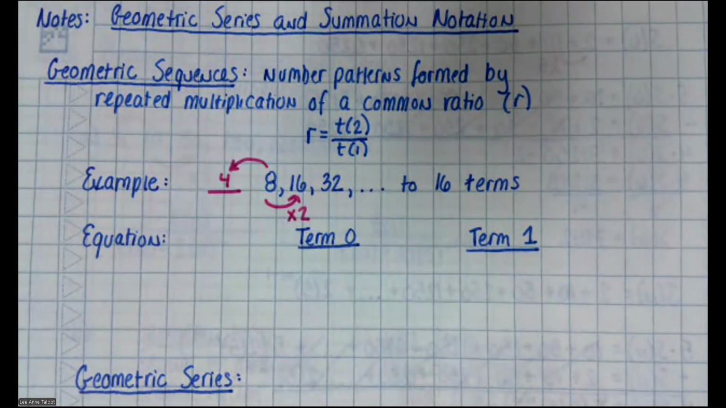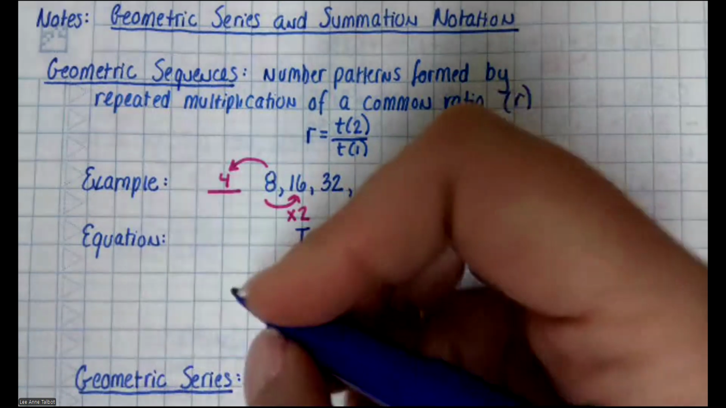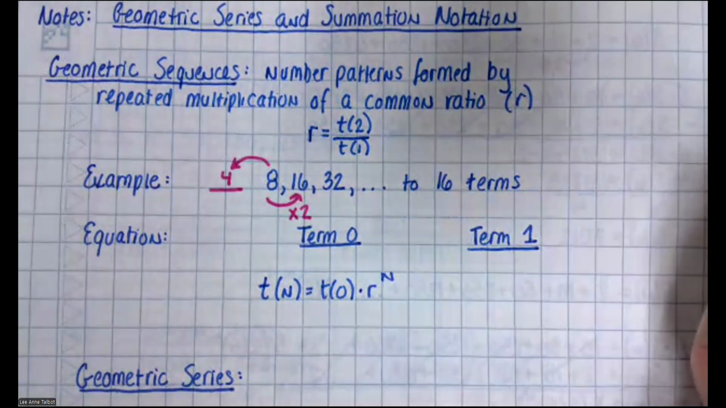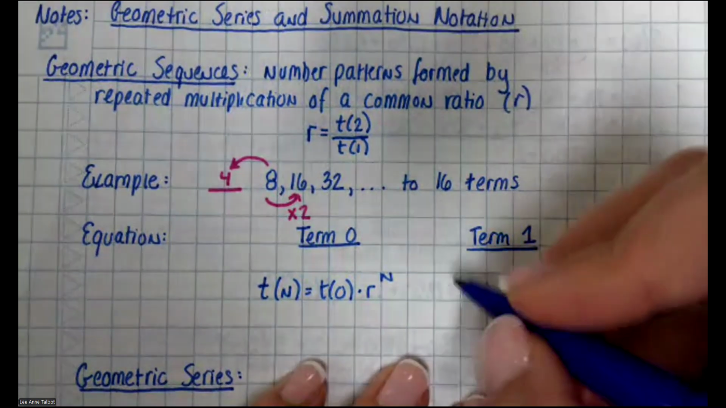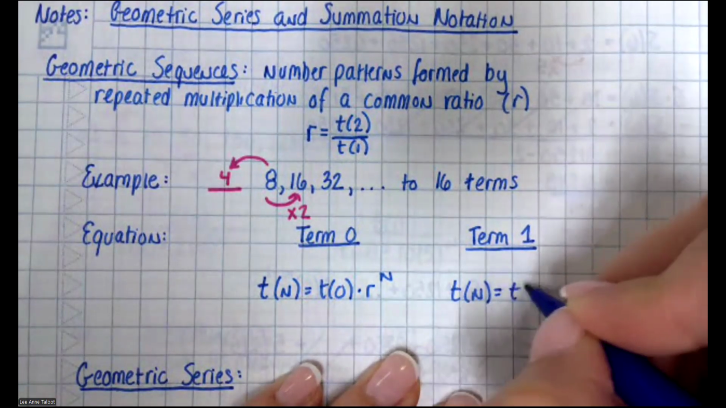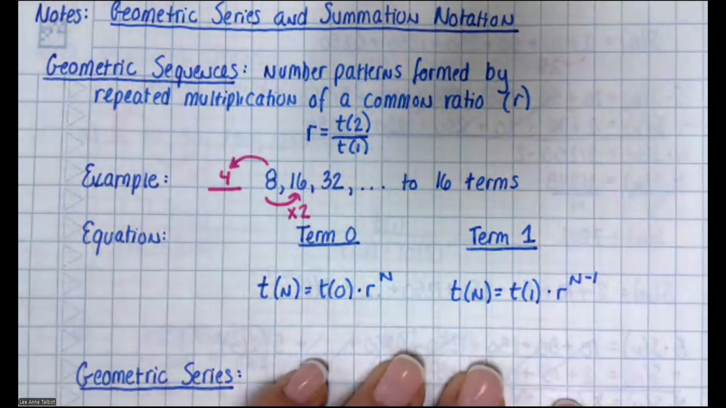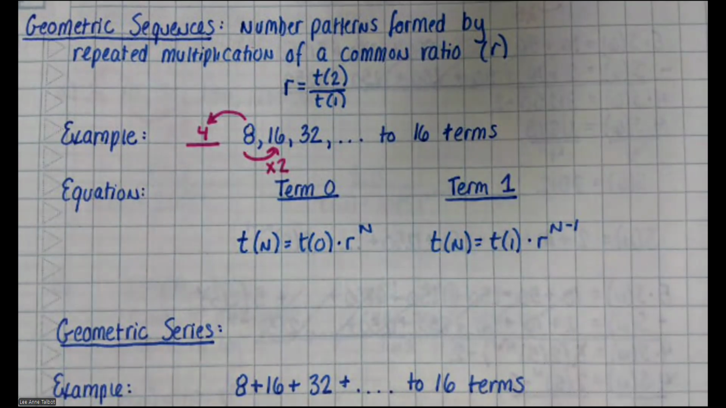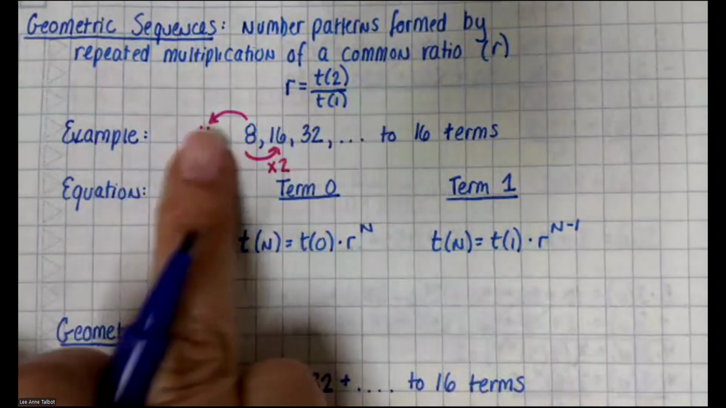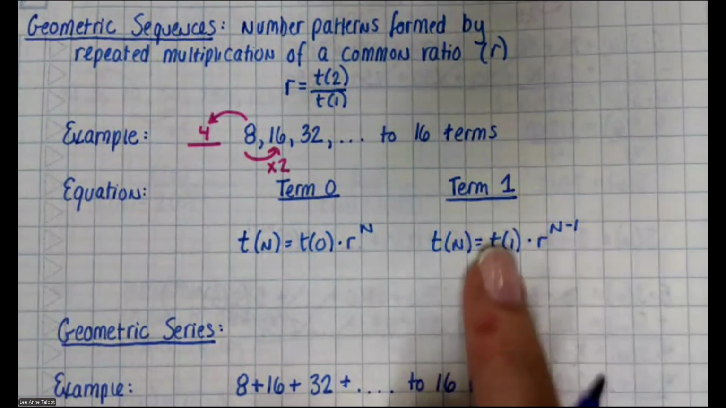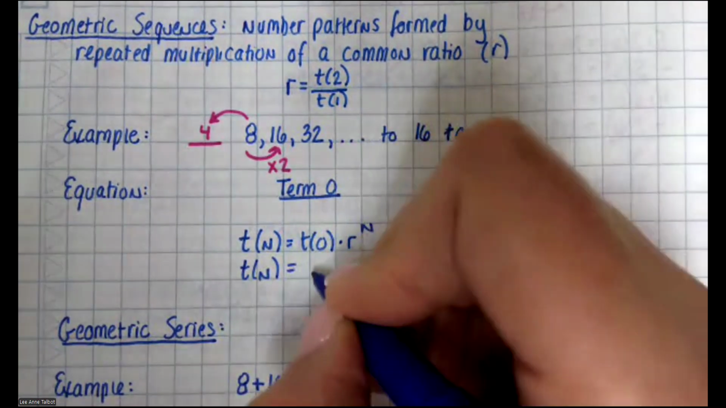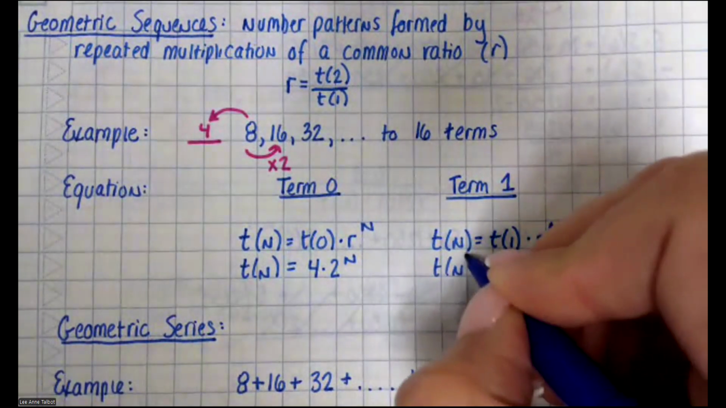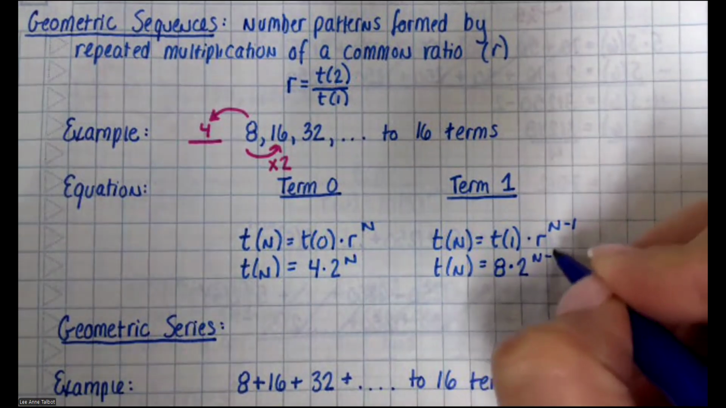Term 0 is 4. And term 0 looks like this. T of n equals T0 times R to the n. And then T of n, first term instead, times R, and then back up the train a spot. Term 1 is better for this. It's easier. Well, I just mean, if these are not whole numbers, if this is like 2/3 or something gross, then this one's better. So this one is 4 times 2 to the n. And this one is 8 times 2 to the n minus 1.